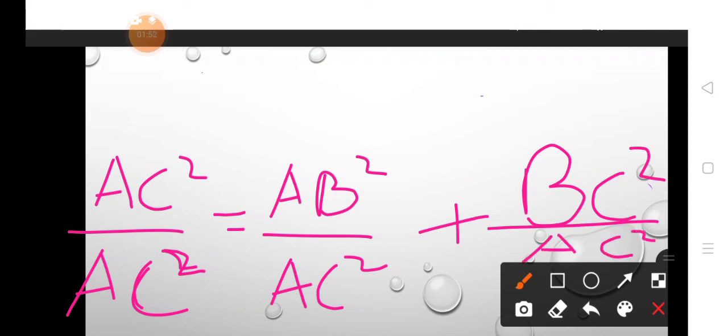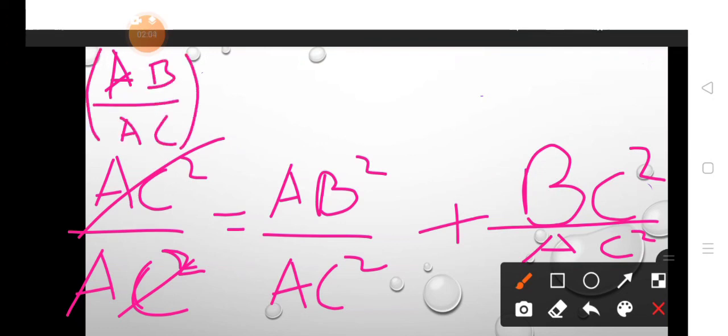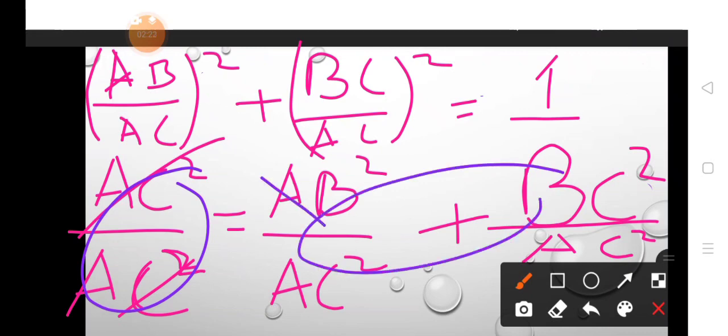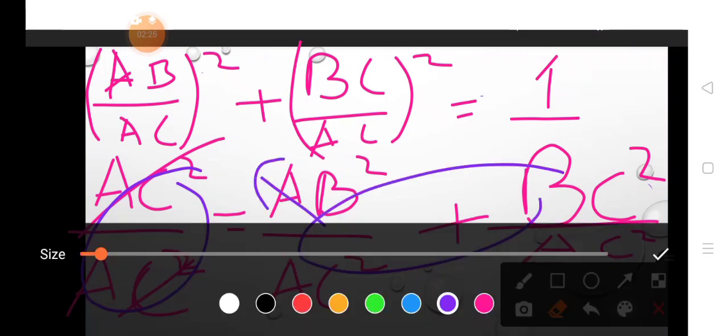Now after this, this would be gone. AB by AC, you can write as AB by AC whole square, plus BC by AC whole square, equal to 1. I took 1 from here. I wrote this one on the right hand side, and these on the left hand side. Now I'm rubbing this out again.